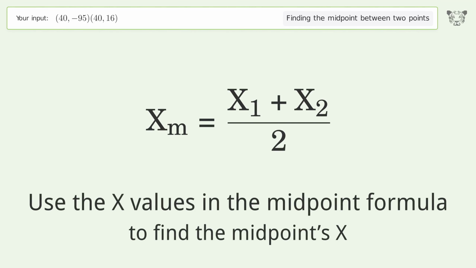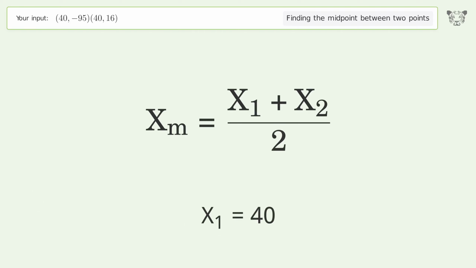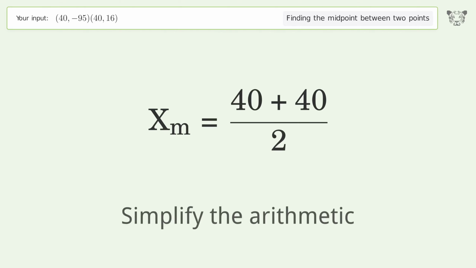Use the x values in the midpoint formula to find the midpoint's x. x1 equals 40. x2 equals 40. Simplify the arithmetic.